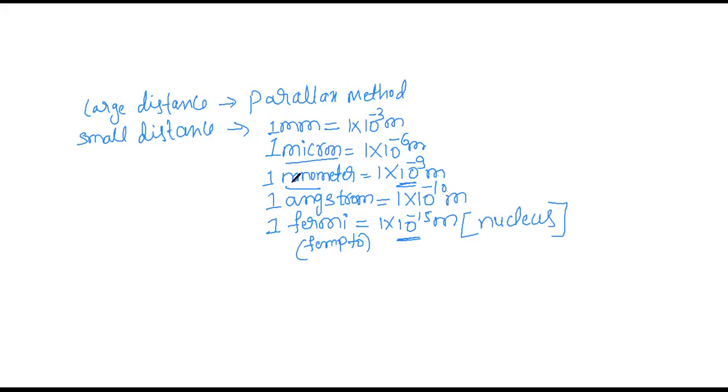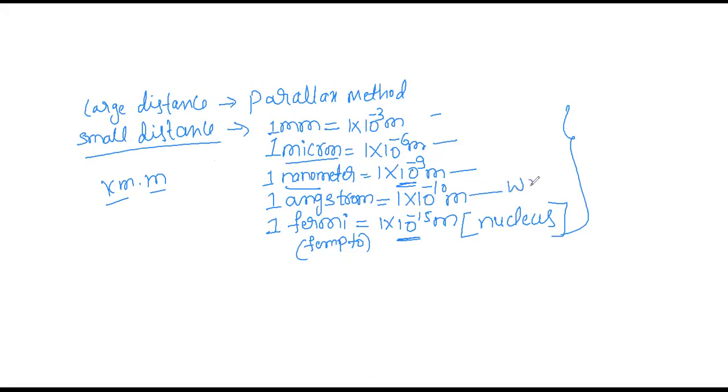Now, these are some of the units that we use to measure small distances. If a distance is very small, we cannot measure it using the kilometer scale or meter scale. For that, we use these types of units: 1 millimeter, then 1 micron, 10 to the power of minus 6 meter, nano or 10 to the power of minus 9 meter, angstrom which is 10 to the power of minus 10 meter.